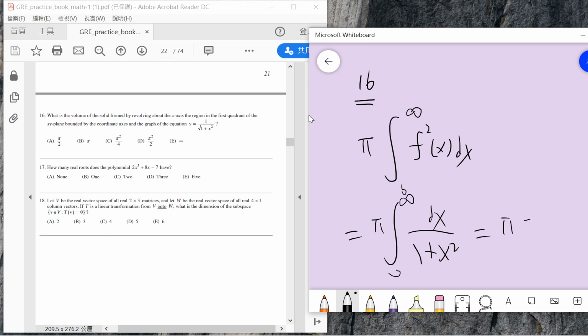So it's pi times arctangent x, evaluated from infinity to 0. So it's pi times pi over 2. So it's pi squared divided by 2. So for 16, we choose D.